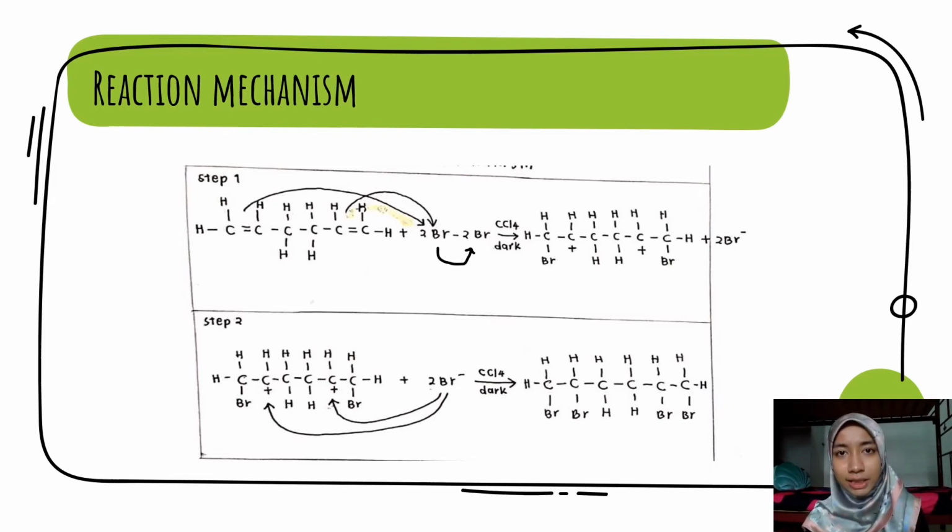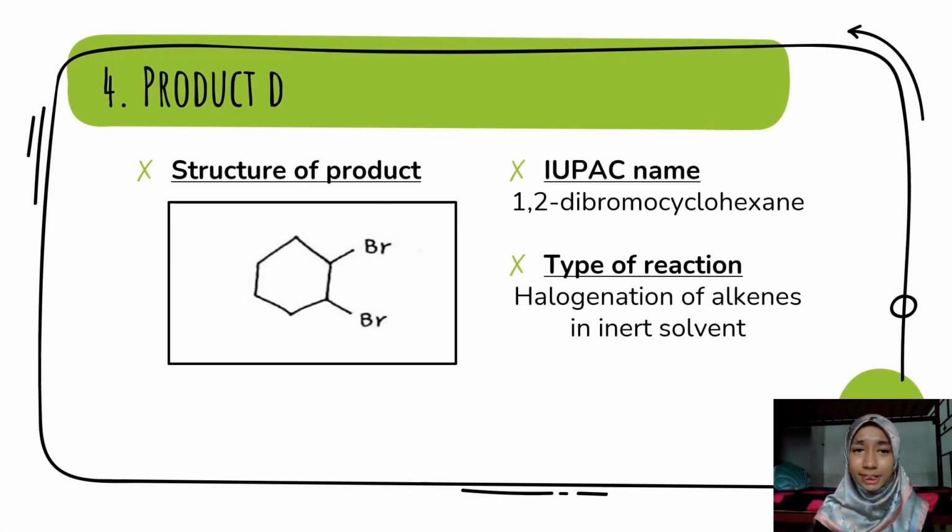And for the second step, we use the product from the first step, which is carbocation and 2 Br minus. So 2 Br minus, which has negative charge, will attack the carbocation that has positive charge to produce 1,2,5,6-tetrabromohexane. This is the structure of the product. The IUPAC name is 1,2-dibromocyclohexane, and the type of the reaction is halogenation of alkenes in inert solvent.